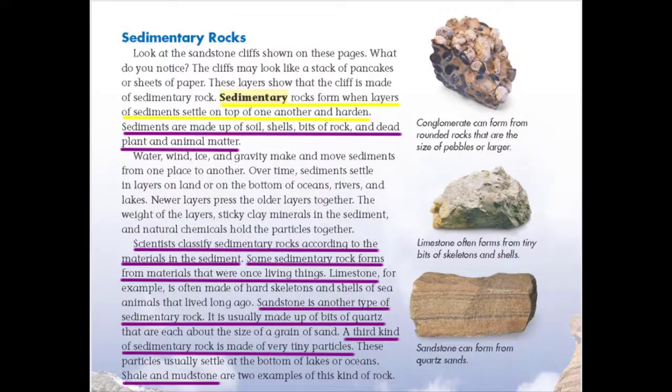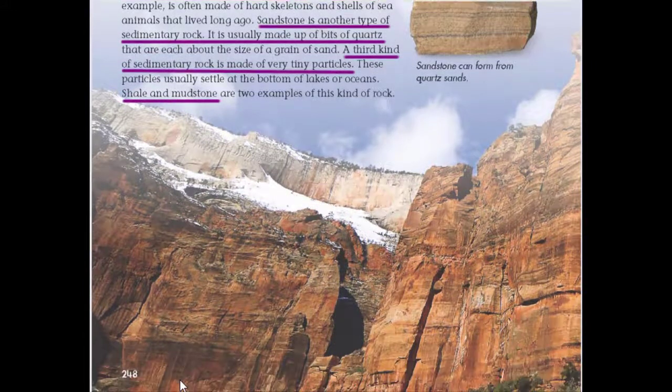All of these materials can move from place to place by water, wind, ice, and gravity. Water, wind, ice, and gravity make and move sediment from one place to another. Over time, sediment settles in layers on land or on the bottom of oceans, rivers, and lakes. Over time, this sediment hardens and makes layers like these cliffs. Observe the picture down here, these cliffs. Do you see? It is like layers settled on each other.